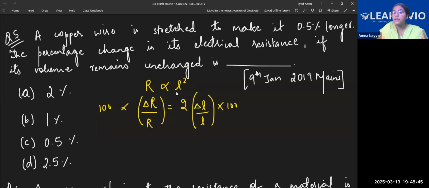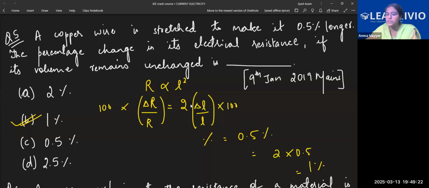So if this relation, when you are using this, R is proportional to L square, the condition is that volume should remain unchanged. And in the question, it has clearly mentioned that the volume remains unchanged. So for the percentage change, if the percentage change in length is 0.5%, you will double this, the percentage change in the resistance. This will become 2 into 0.5, that is 1%. So option B will be right. This will just take 10 seconds when you know the equation. Okay, write this. We'll then move on to the 6th question.